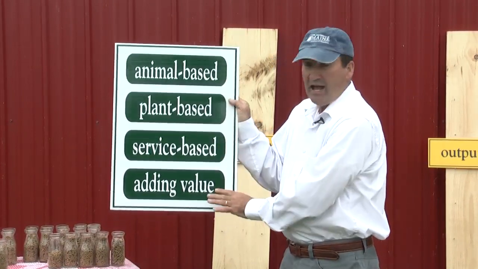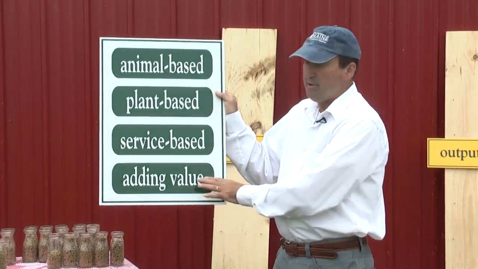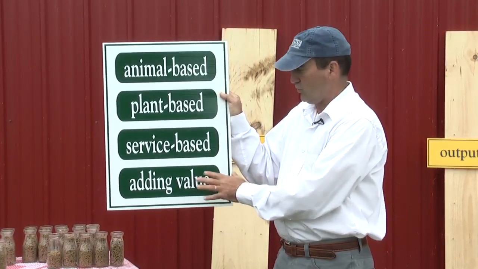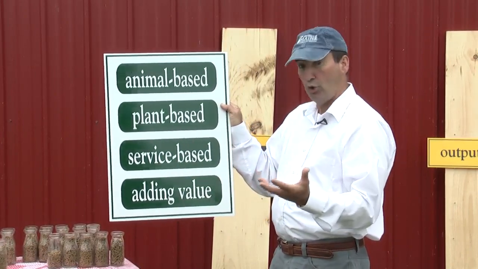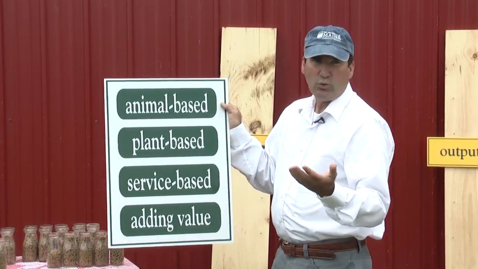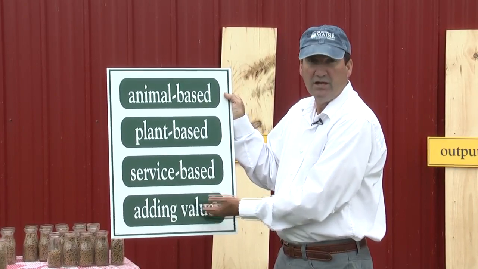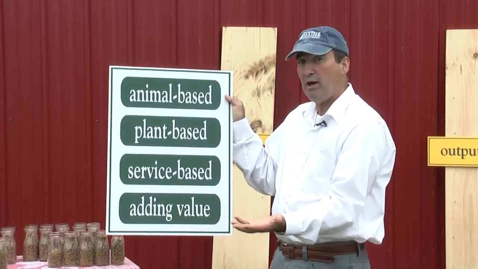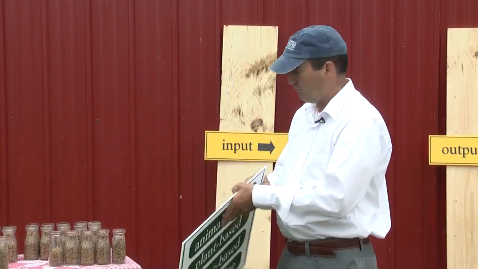In any of these, you can add value. For instance, if you had a plant-based enterprise of apples, you could be making apple pies or apple dumplings, so you're processing that product into something else, adding value to it, and hopefully making more money. Because a bushel of apples might cost $20, but an apple pie might cost $10, and there's only maybe 6 or 8 apples in an apple pie. So when you think about what you can do with adding value, it's really important.